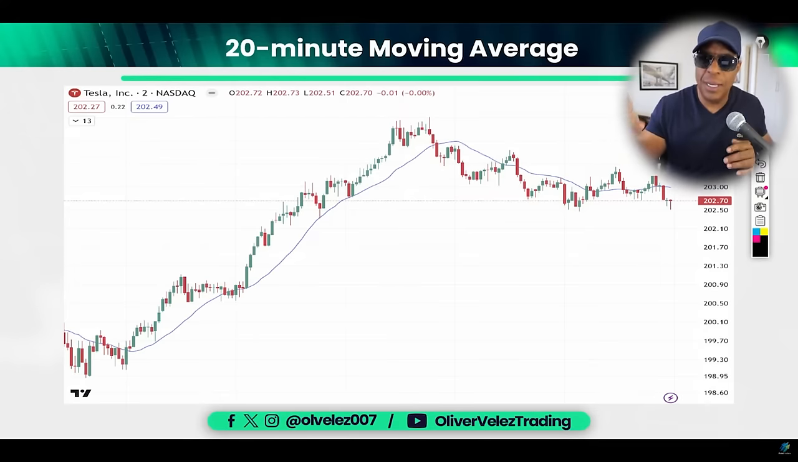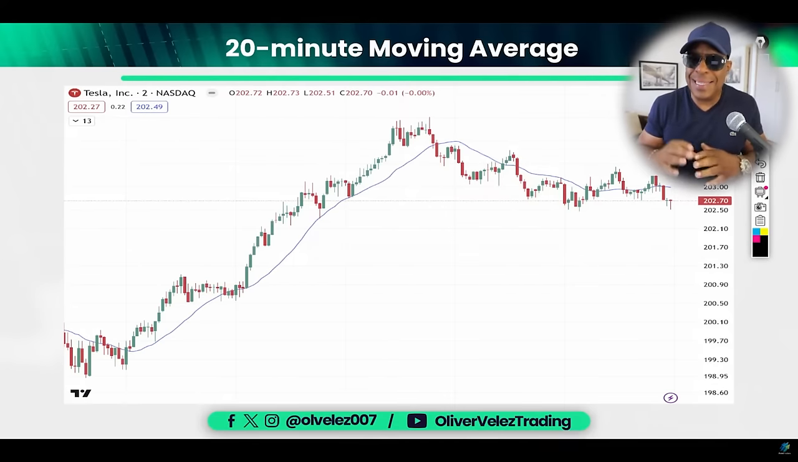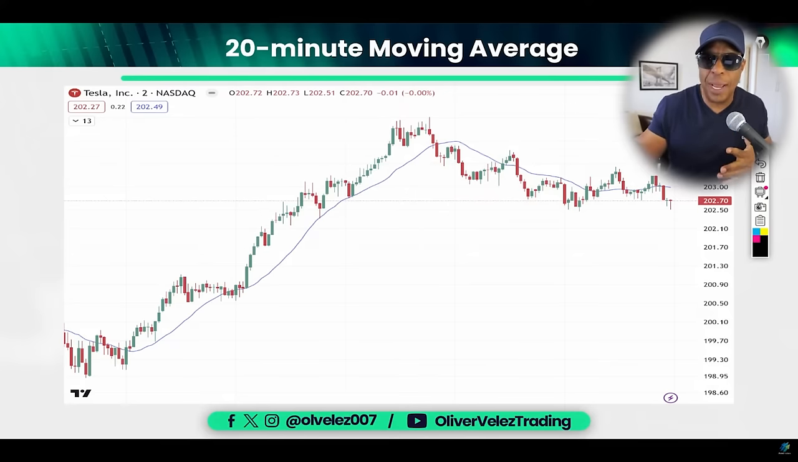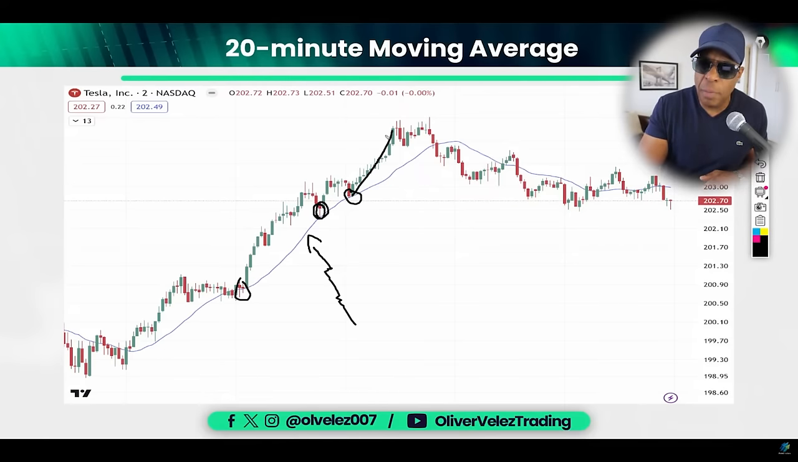The second thing I will tell you that's important about the 20 period moving average is that when it's trending this way, it will have very powerful supportive characteristics. So when you have that 45 degree angle trend, you'll find that when the stock revisits the area of the 20, there will be a propensity for the stock to rebound off of that area.